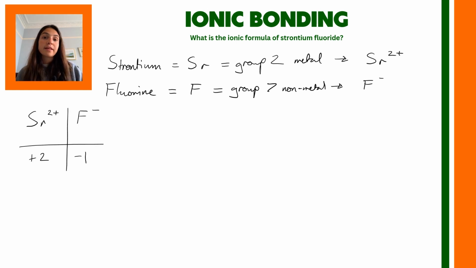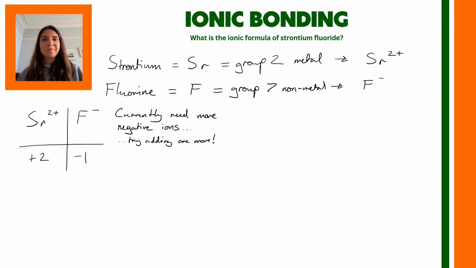Okay, then I write them in my table. So this is the first part of my method here. I write their 2 charges below, plus 2, minus 1. And then I notice at the minute, these are not balanced. I do not have the same number of positive charges and negative charges. And what I need is more negative charges, so I'm going to need to add some more negative ions. So if I add another fluoride ion, what do I get in terms of my charges? My left-hand side is plus 2, and now my right-hand side is minus 2.